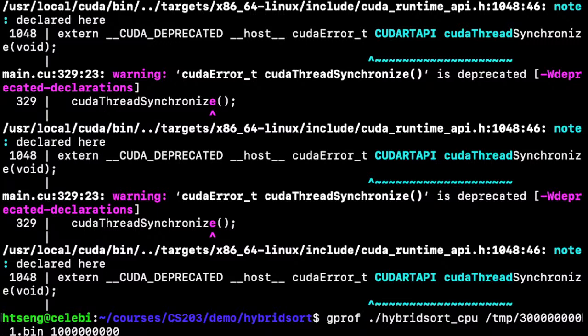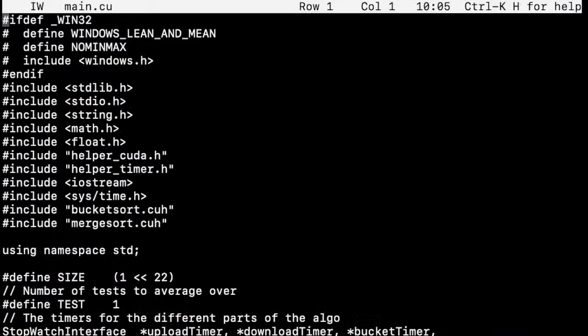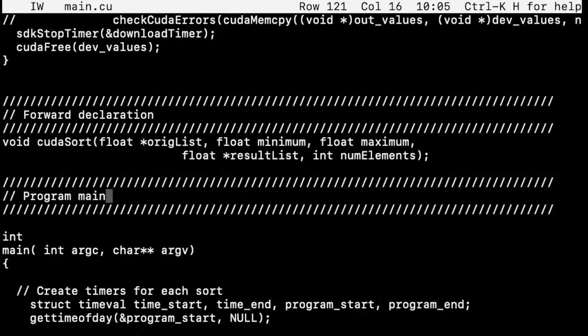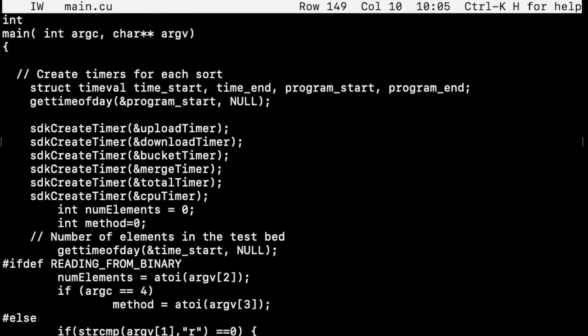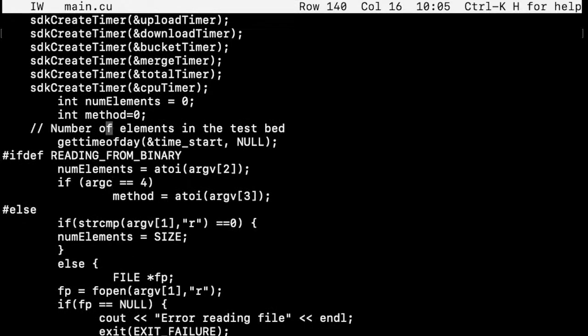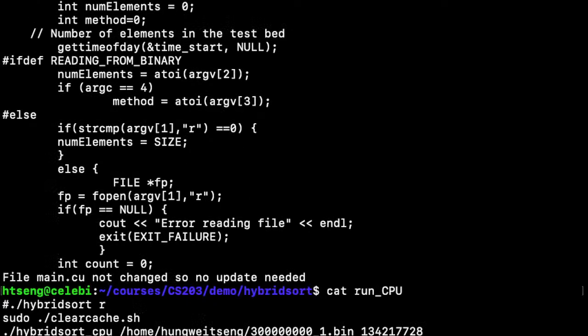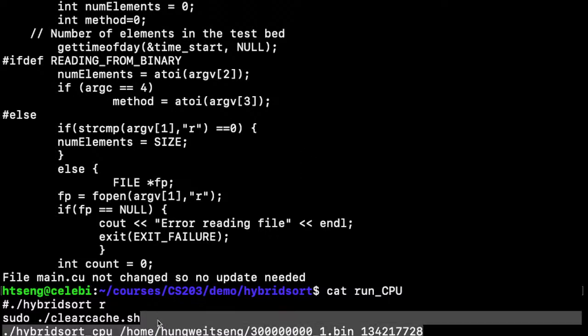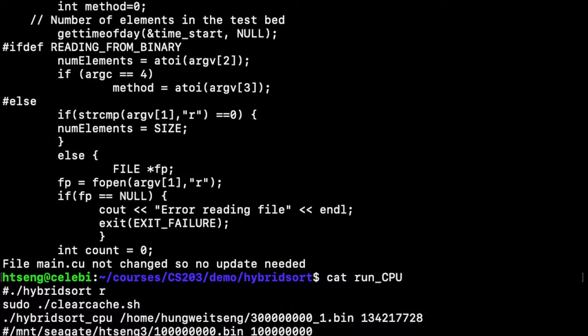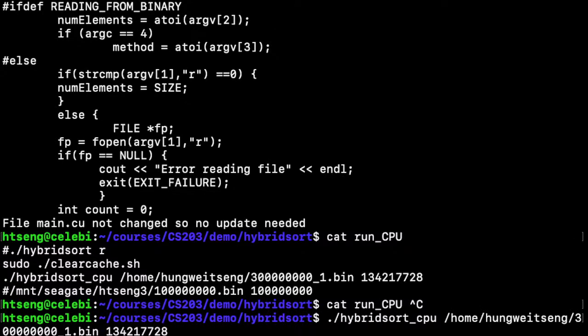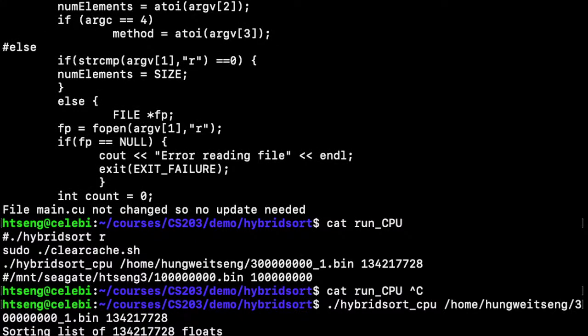Let me see. Okay, what was the command line? The command line is the number of elements. That should be correct, right? Okay, let me just cheat. Sometimes you have to follow the script, right? Okay, here we go. It works. Next time I will give you the script before the lecture. Okay, it will take a while.